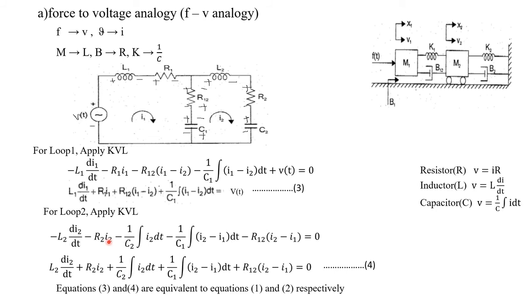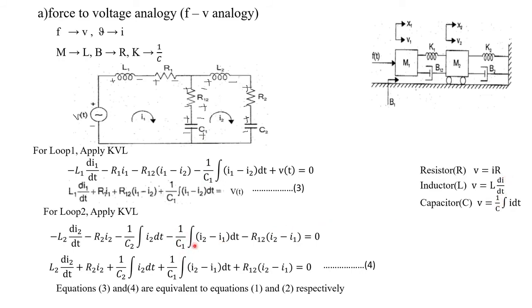The next element is from plus to minus, that is minus. What about the voltage drop across the capacitor? 1 by C into integral I dt. So 1 by C2 into integral, and here the current is only I2, into dt. Then if you are going like this, it is plus to minus, that is minus. What about the voltage drop across the capacitor C1? This is the general formula, 1 by C into integral I dt.